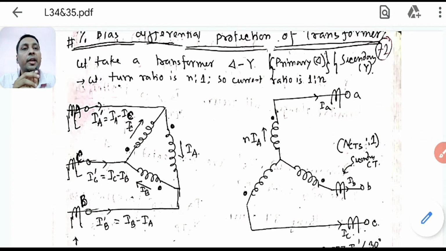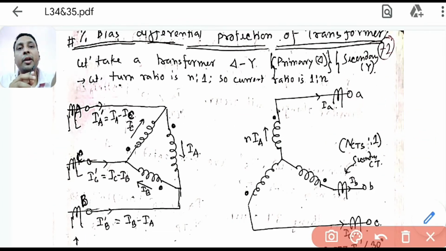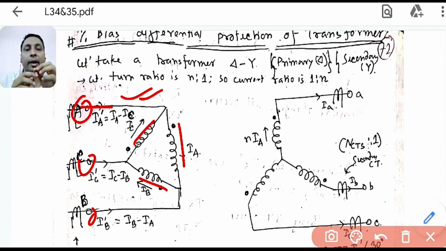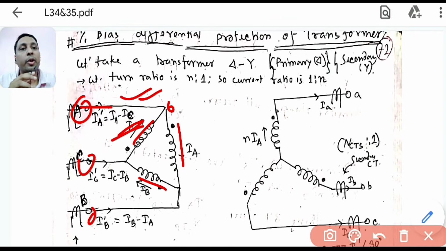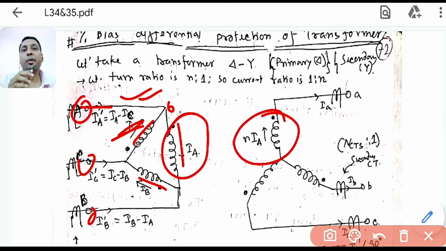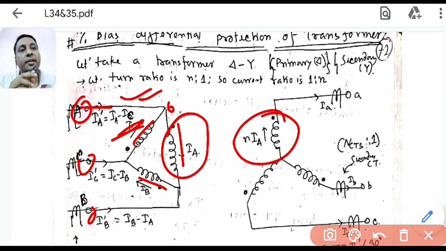If I see here, normally this side is delta. I have considered the line current as IA dash, and the phase currents as capital IA, IB and IC. As per the normal standard convention I have taken A, B, C. In the delta, this is the AC terminal that I have considered as A, so this line current will be IA minus IC. Correspondingly this phase is getting IA current, so this value becomes N into IA, since the ratio is N. And this is the branch current, small IA, on the secondary side.